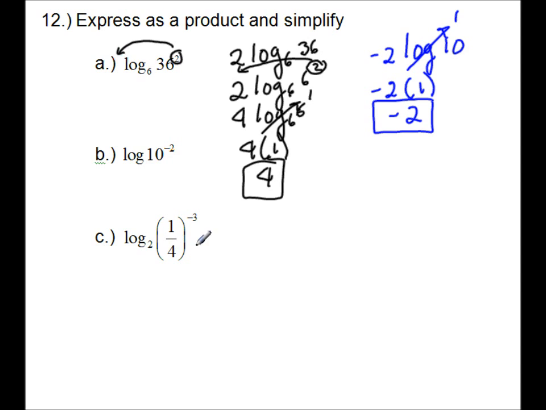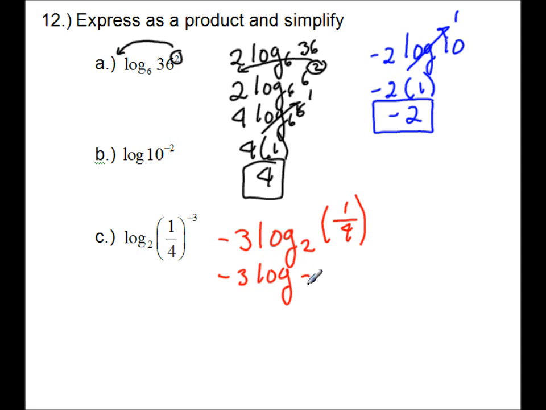Even though this is a fraction, this is going to be negative 3 times log base 2 of 1 divided by 4. Now, we can change 4 to the second power, and so this is going to be negative 3 log base 2, and this is 1 over 2 squared. And we can put this into the numerator, and what does the exponent become? Negative 3 log base 2 of 2 to the negative 2.